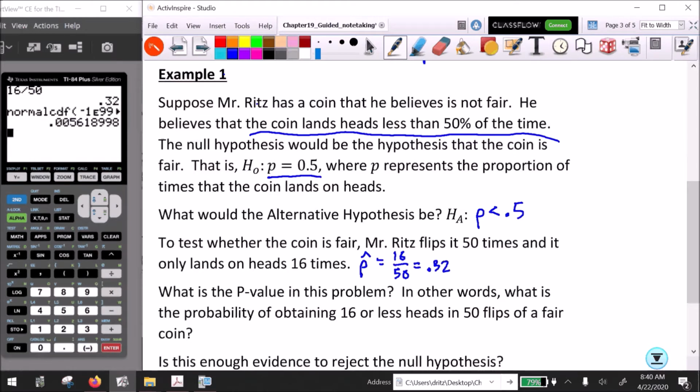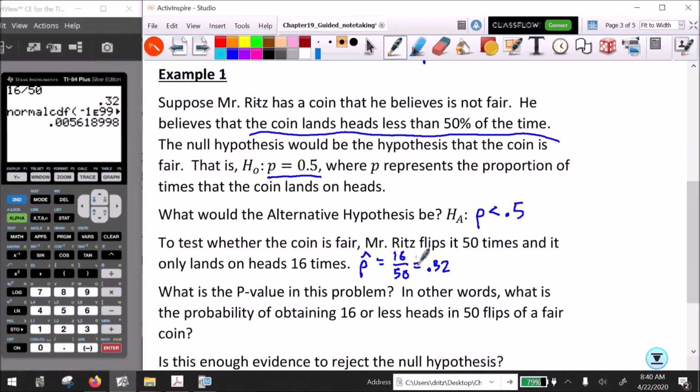Well, to do that, we have to find the probability of obtaining this few heads when flipping the coin 50 times. We know that when flipping it 50 times, we would expect 25 times for it to land on heads. Of course, that's not going to happen every time, but is 16 small enough to warrant suspicion? Well, let's operate under the null hypothesis model.